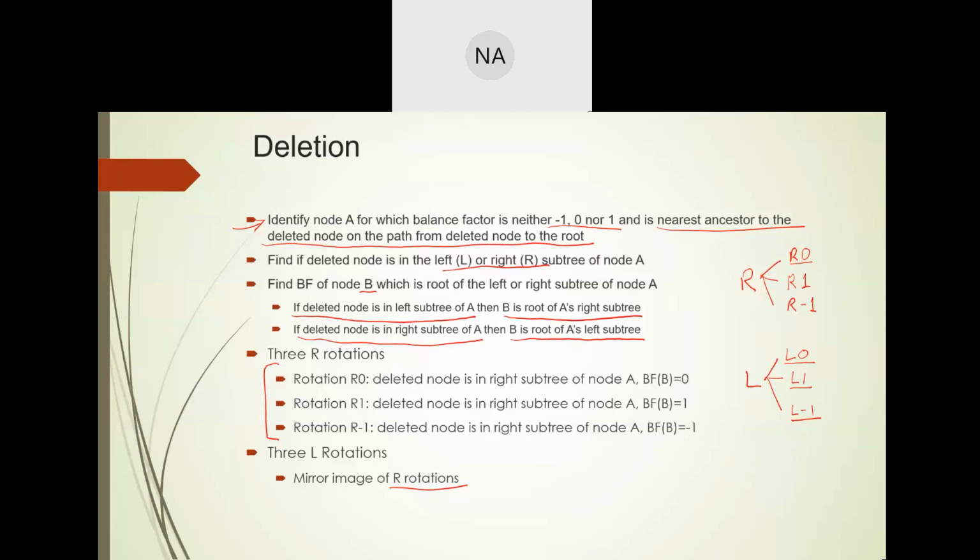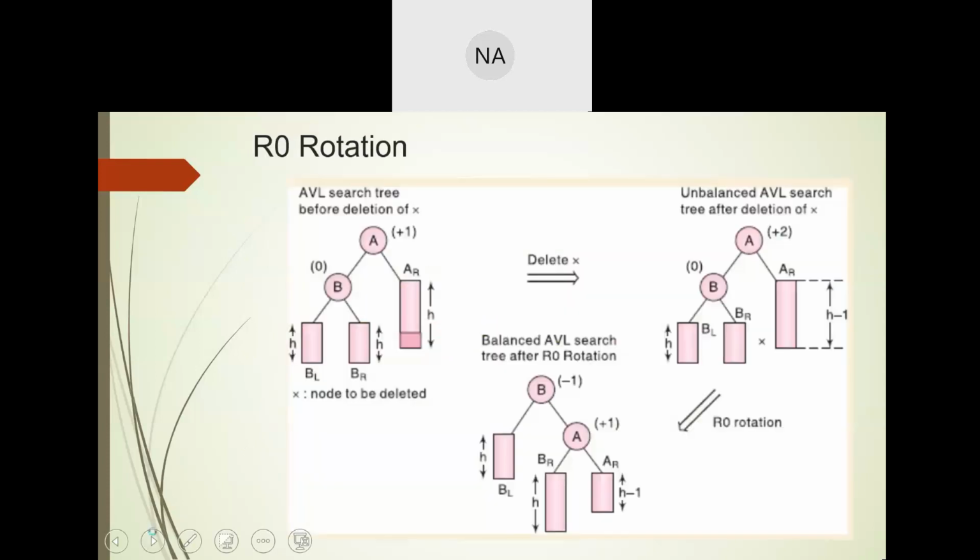So what is R0? The deleted node is in the right subtree, that's why we have the first letter R, and the balance factor of node B is 0, so the second is 0. So we have R0 rotation. Let's discuss them one by one: R0, R1 and R minus 1. So R0.